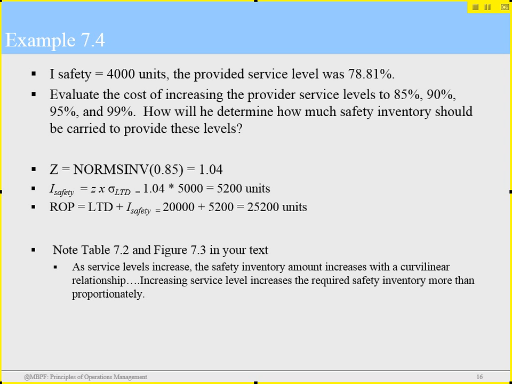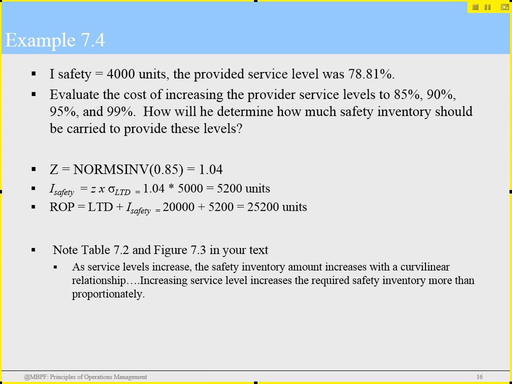So I calculated the z-score. The NORMS INV at 0.85 is 1.04. I take that z-score times the standard deviation of demand during lead time of 5,000 units, and that gives me 5,200 units. My reorder point is my demand during lead time plus my safety stock. So I have 20,000 units of demand during lead time and 5,200 units of safety stock for a total of 25,200 units.